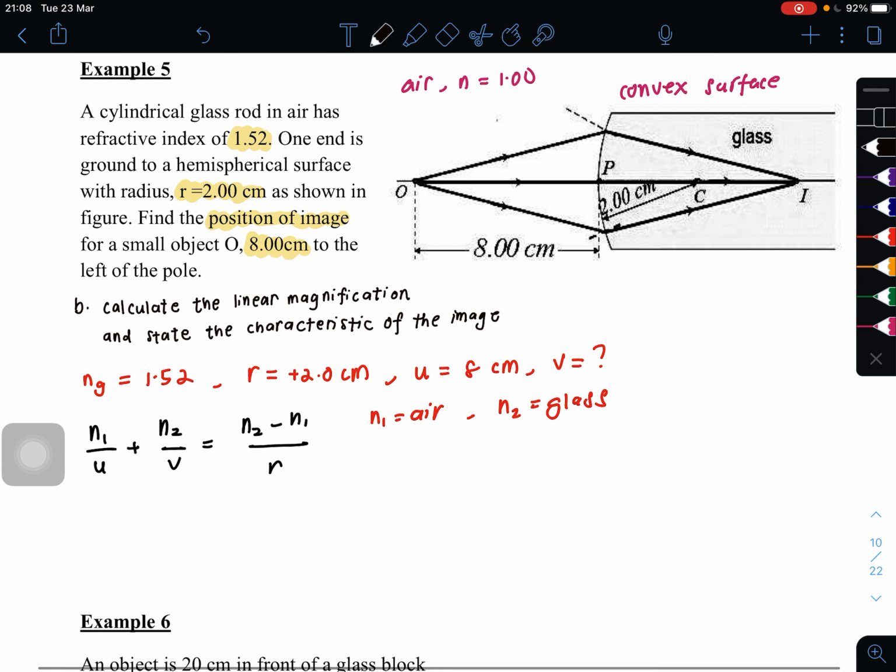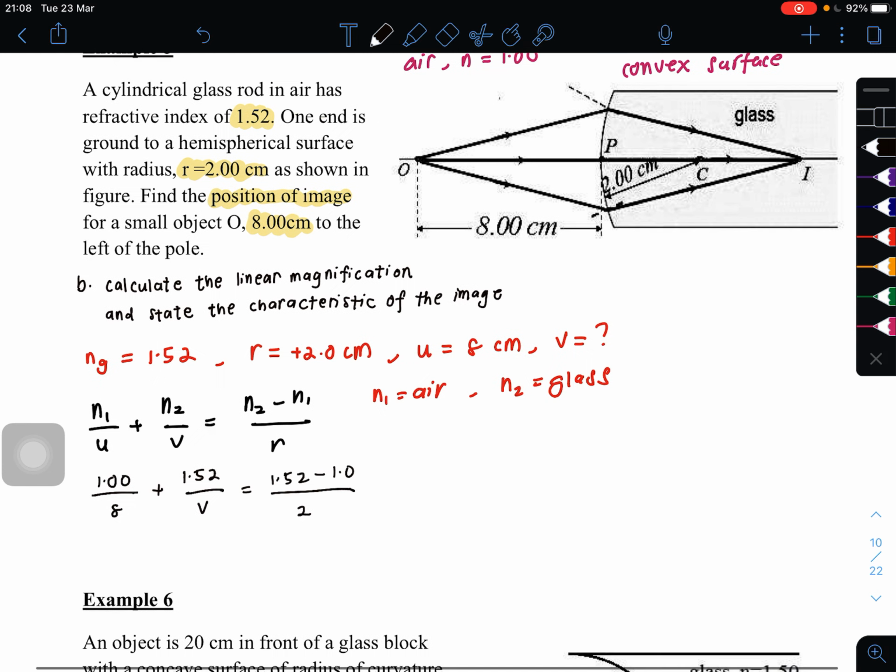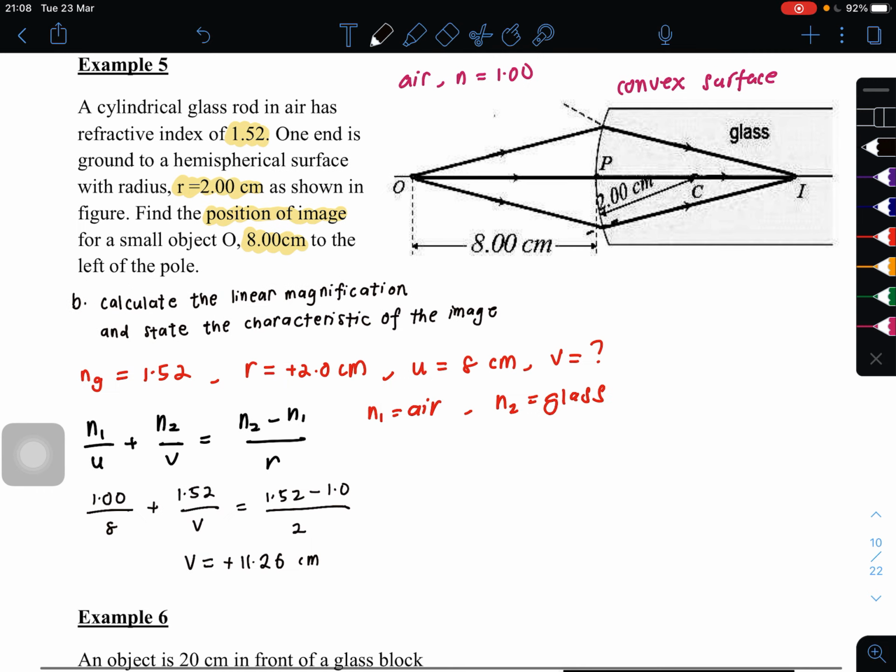So just masukkan, we have n1 adalah sama dengan 1 divided by u, 8 centimeter, plus n2 adalah glass 1.52 divided by the v is what we want to calculate. And then 1.52 minus 1 divided by the radius which is 2 cm. So v akan dapat 11.26 cm, which is we get negative.